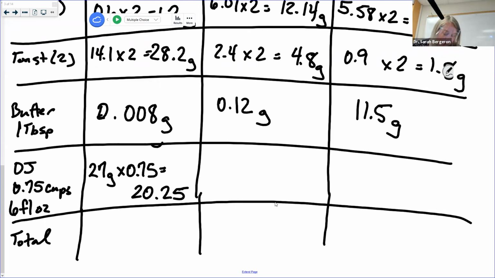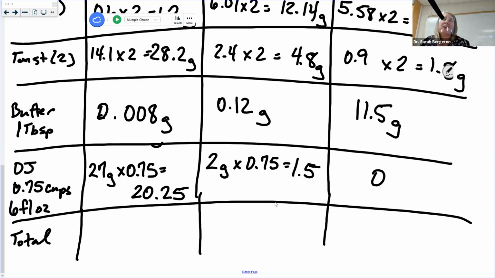20.25. So we have to do the same thing for our protein. How much protein do you get? Only 2 grams, but that's for a whole cup. So we have to multiply that times 0.75. What do we get? 1.5. How many grams of fat? 0.